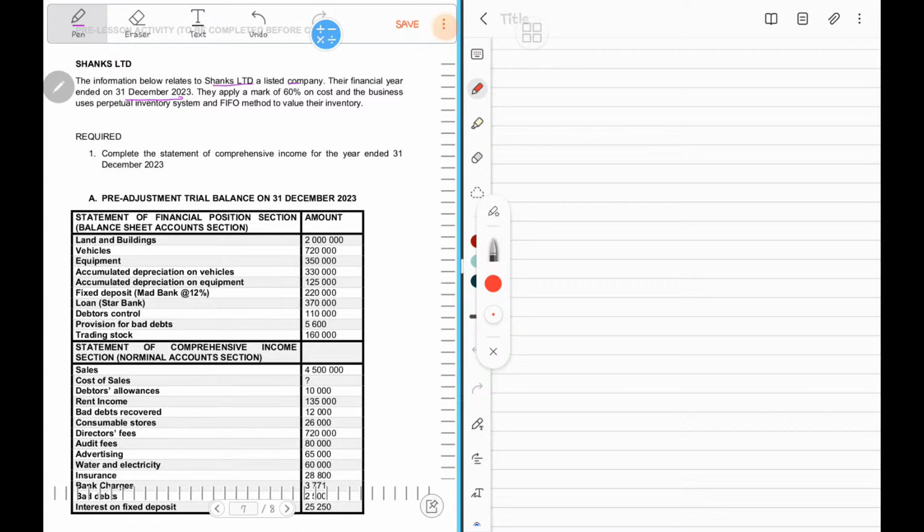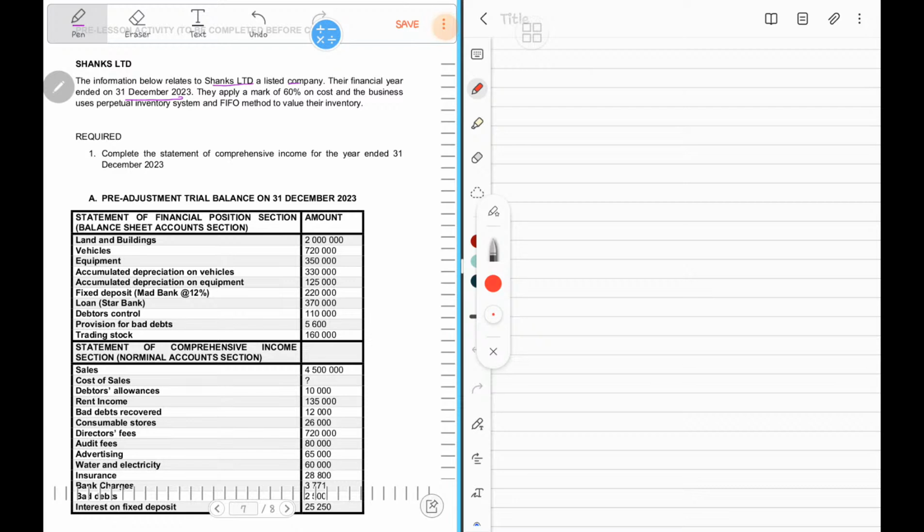Now, since their financial year is ending on the 31st December 2023, it means that any income and any expense that is paid or received that does not fall within our financial year, we have to subtract it. So when you do the timeline, always put 31st of December on the last end. Any item that falls within the financial year, we add it, but any item that falls outside the financial year, we have to subtract it.